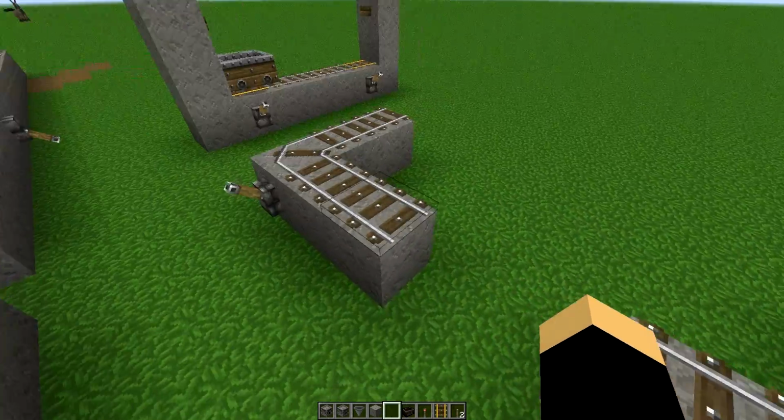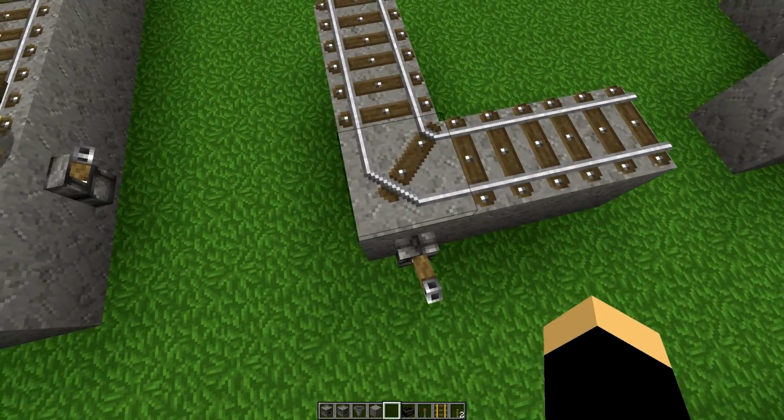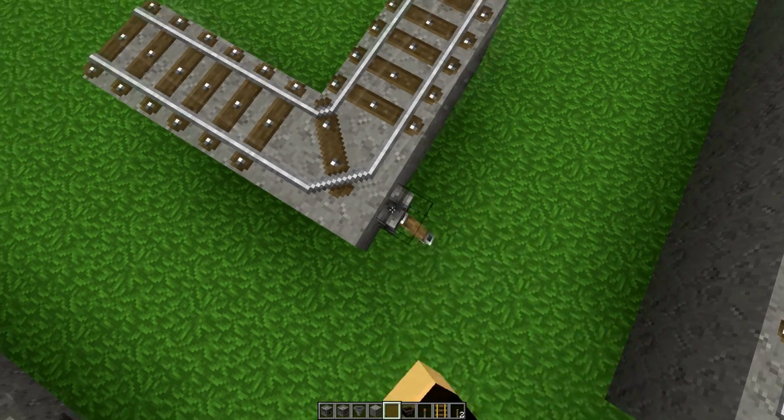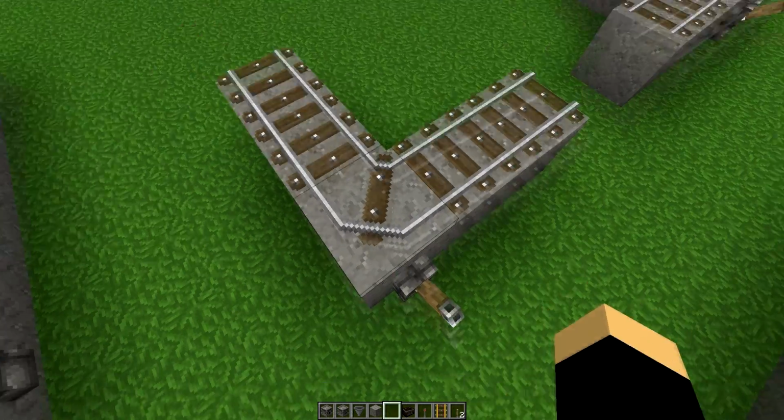Just so you're aware though, it'll only behave like that if you have another piece of rail over here. So if I try to supply redstone power here, it's not going to move. And that's all you need to remember.